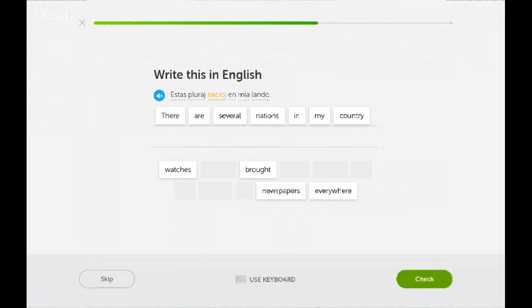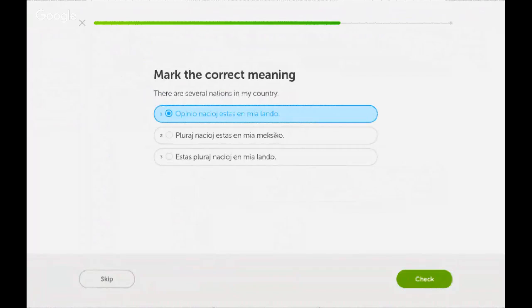There are several nations. Yes, so estas. Oh boy, here's where my principle went wrong. I clicked on the first. This is a multiple choice, and the sentence is: there are several nations in my country. I just quickly highlighted the first choice that ended with the right word, and then I read it out loud. Opinio nacioj estas en mia lando. That's nonsense. So I will click the other one. Estas pluraj nacioj en mia lando, which we just did.